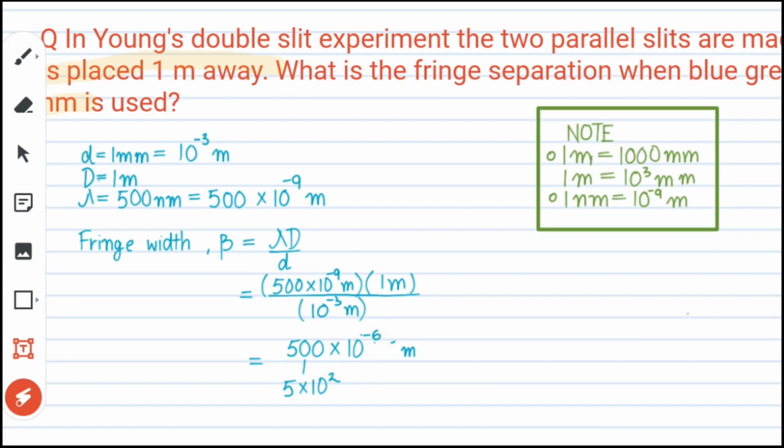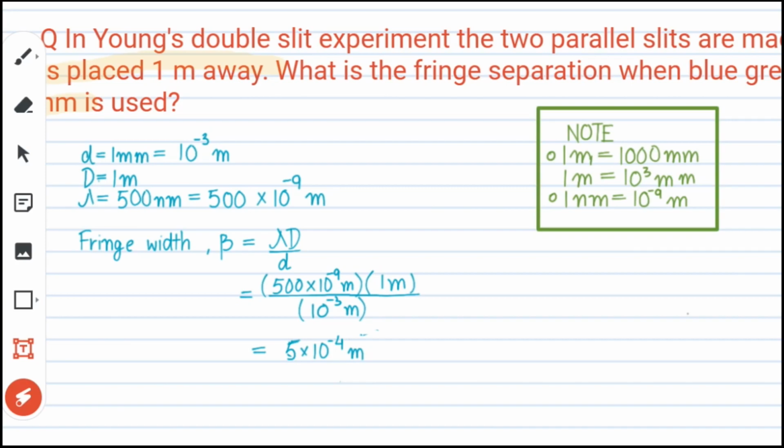So I can write 5 times 10 to the power minus 4. And what is the SI unit? The SI unit is meter. So how much is the fringe width? The fringe width equals 5 times 10 to the power minus 4 meter.